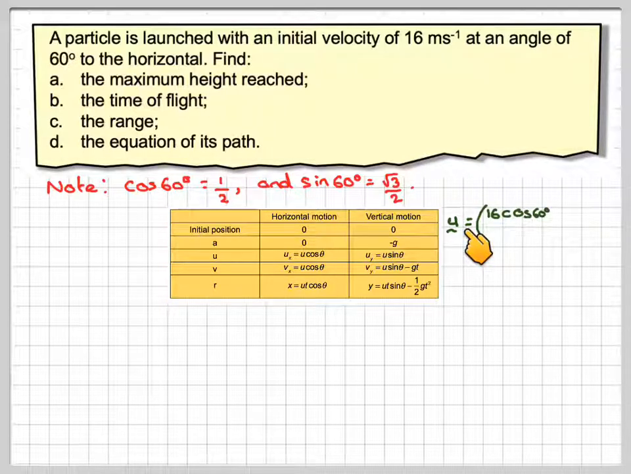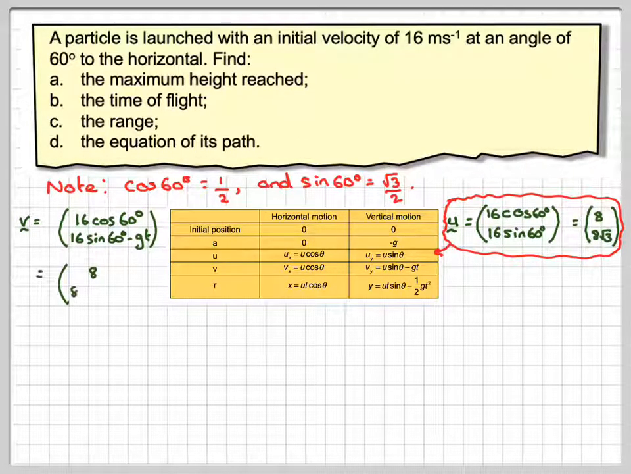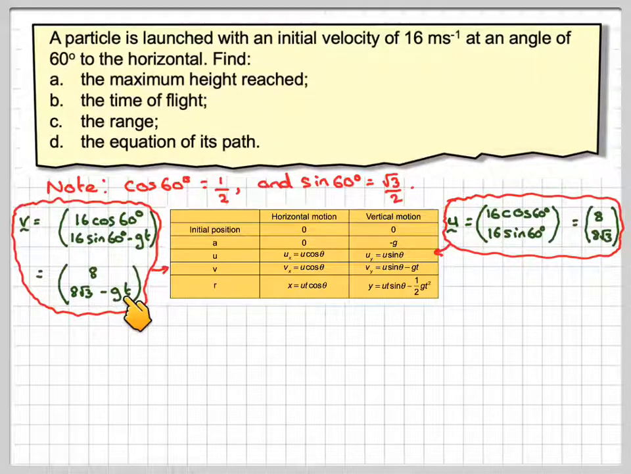So the initial component of velocity will be 16 cos 60, 16 sine 60, so cos 60 is a half, so that will be 8, and then sine 60 is root 3 over 2, so that becomes 8 root 3. The velocity components, this one will still be 16 cos 60, but this one will be 16 sine 60 minus gt, so that will be 8 and 8 root 3 minus gt.